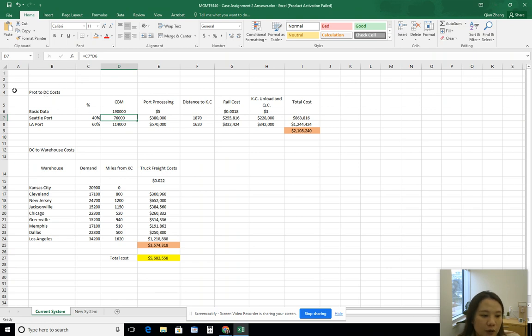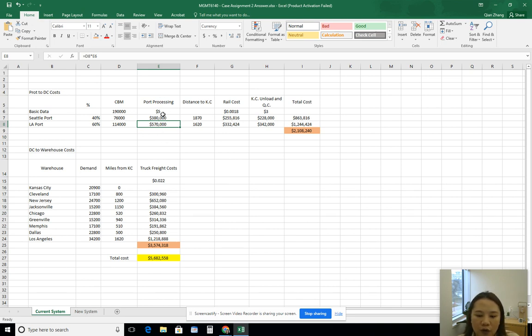For the current system, we only have one distribution center, which is in Kansas. The processing fee is $5 per CBM. So we just use 5 times the CBM, and then we will have 380,000, and in the same way we will have the total port processing fee for the imported products in LA, which will be 570,000. So this is the processing fee.